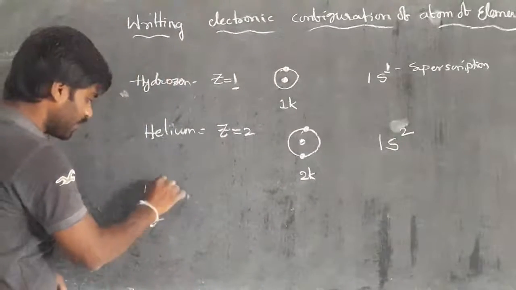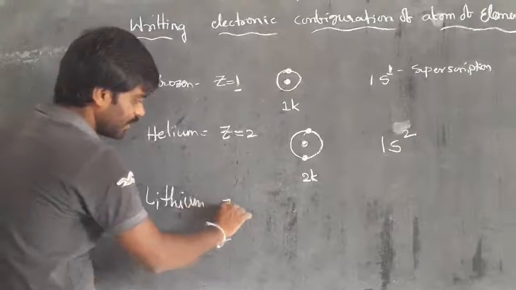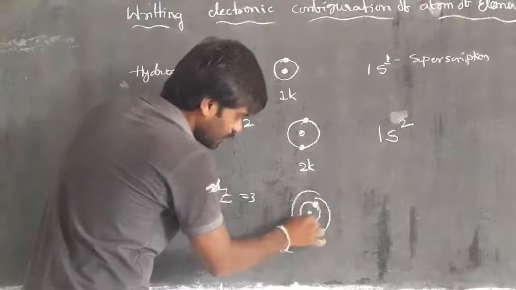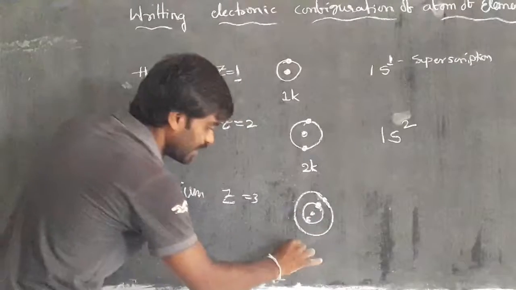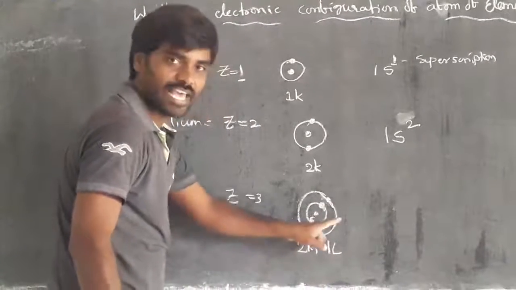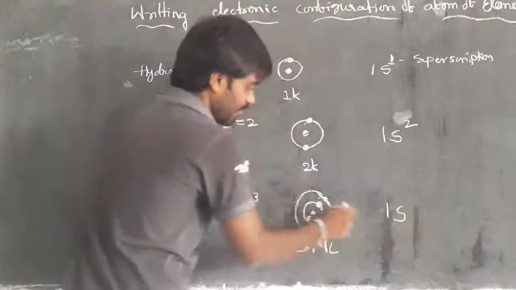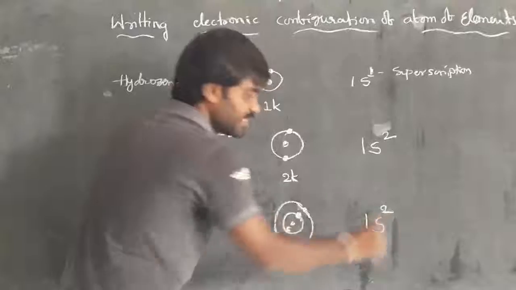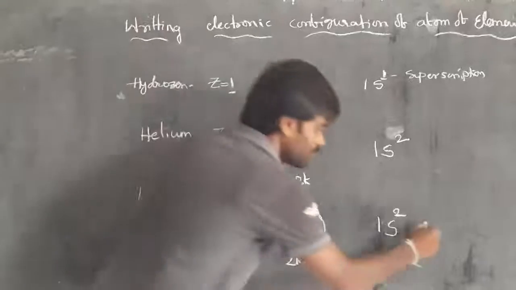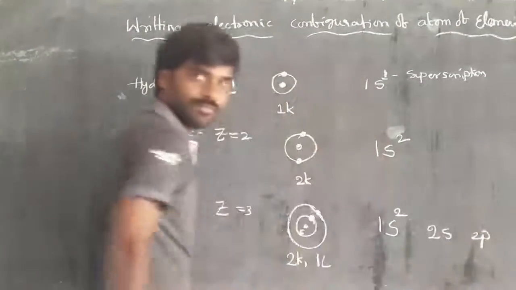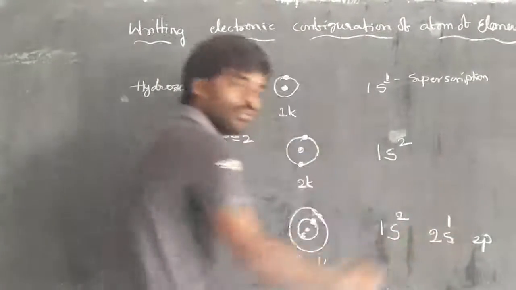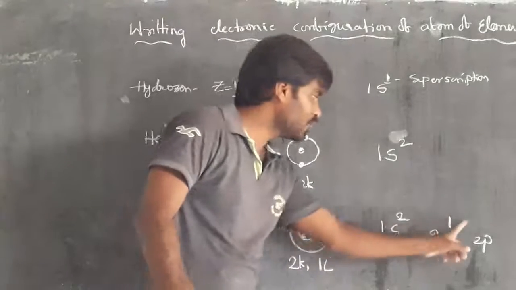Then take one more example, lithium, the atomic number is 3. In ninth class we wrote it like this: in the first shell 2 electrons, in the second shell 1 electron. We write 2K 1L. Here the first shell is 1s with 2 electrons, whereas the second shell has 2 orbitals, one is 2s and another is 2p. Only a single electron is there, and that can fill in 2s.